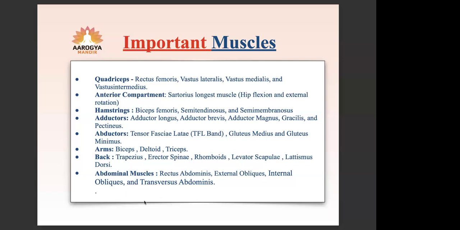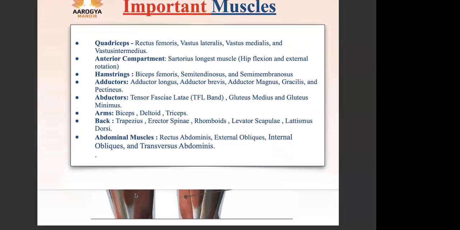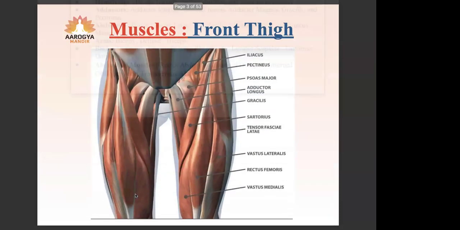So these are the muscles you need to understand while you are understanding the anatomy of any yoga posture. Now coming to a quick revision of what we have learned till now. Just a visual representation of the muscles of the front thigh, which we call quadriceps. That group can be seen over here.